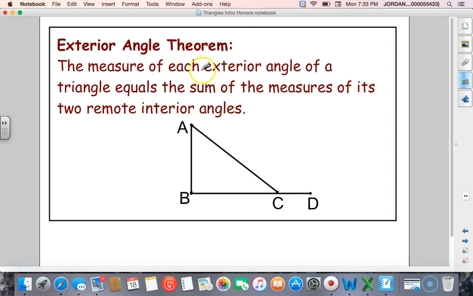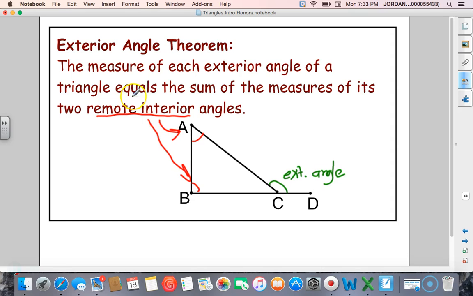So what it says is the measure of each exterior angle of a triangle equals the sum of the measures of its two remote interior angles. So just to break that down a little bit, this is your exterior angle. So this is the exterior angle, and then in here you've got your two, what they call remote interior angles. Alright, so I'll underline those. Okay, these are your two remote interior angles.